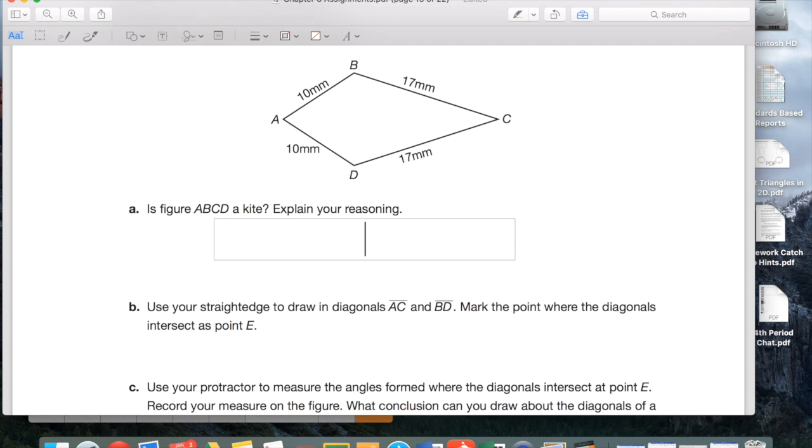And a kite is when your two adjacent sides, your side-by-sides here, are the same length, and then you have the opposite adjacent ones that are the same side length.